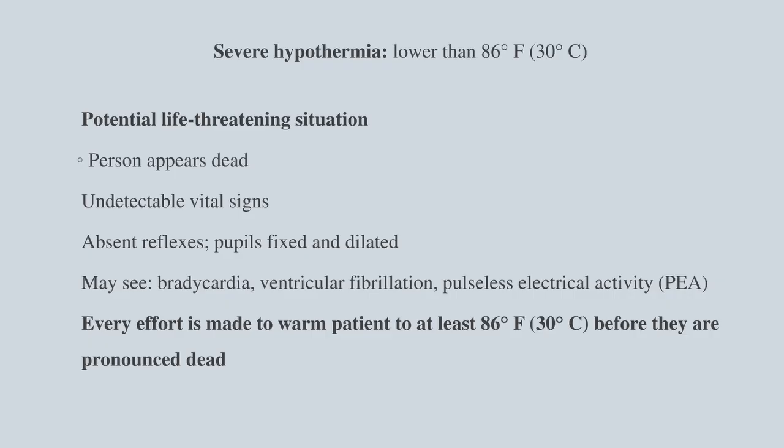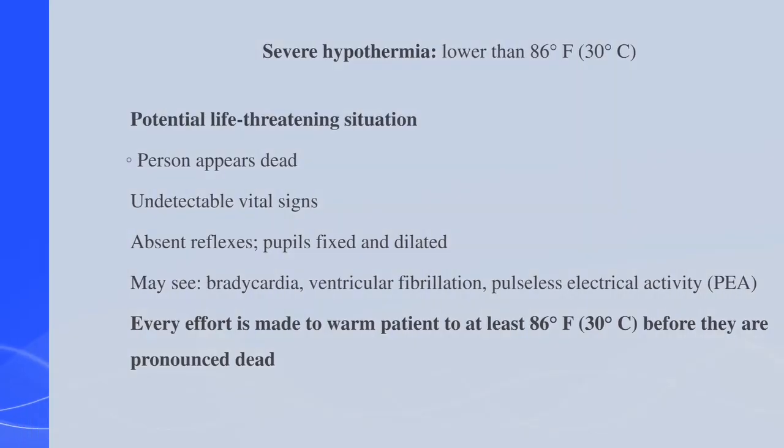If someone has severe hypothermia and their temperature reaches below 86 degrees, this person probably appears dead. They may even have undetectable vital signs, absent reflexes, and their pupils might be fixed and dilated. You might see some bradycardia, VFib, or pulseless electrical activity on the monitor, but every effort has to be made to warm this patient to at least 86 degrees before they can be pronounced dead. And it is possible once they are rewarmed above 86 degrees to get their blood flowing again and resuscitate this patient, which is why they cannot be pronounced dead until they are warm and dead.